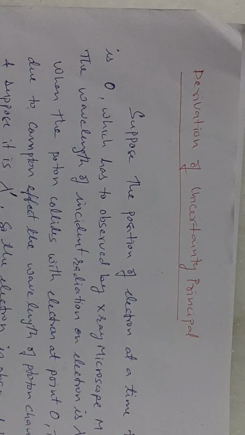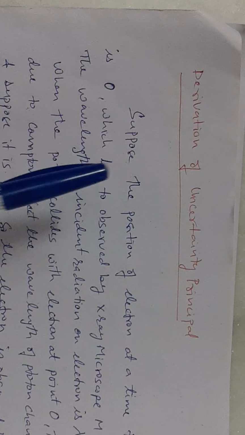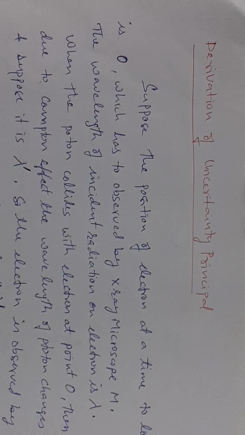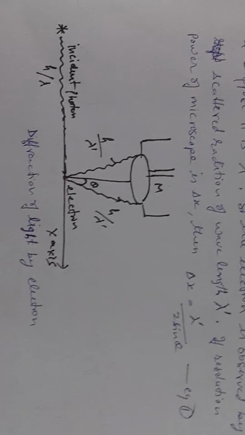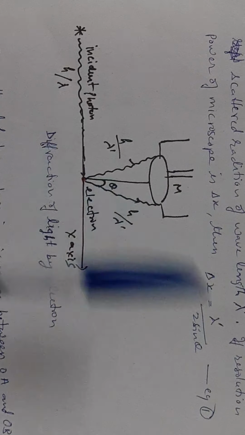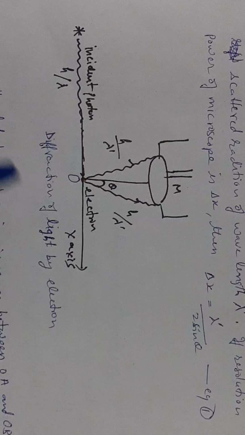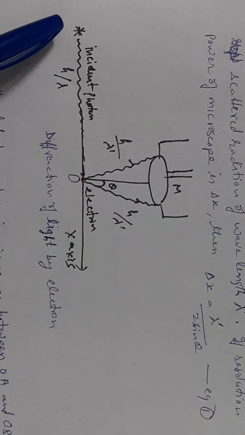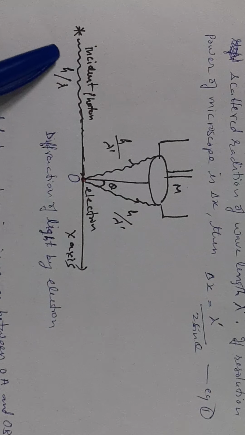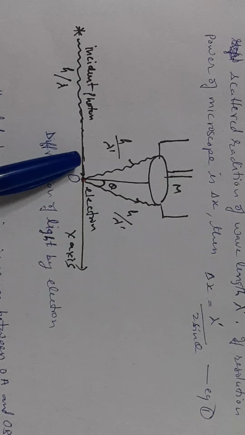Before studying the theory of probability, we will also see the derivation of the uncertainty principle, which is delta x into delta v is equal to h upon m. Now, for the derivation of the Heisenberg equation, suppose the position of the electron at a time to locate is O. Here in the picture is position O, and to see this position a microscope is put here, and incident radiation, an incident photon of wavelength lambda, is allowed to fall on the electron.